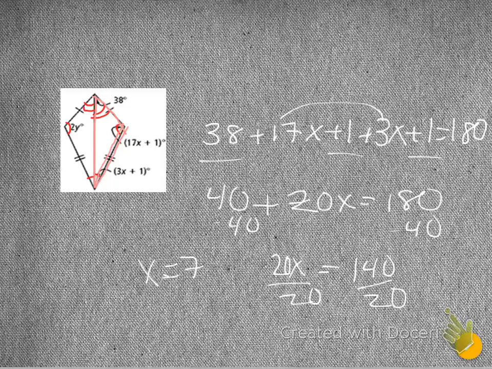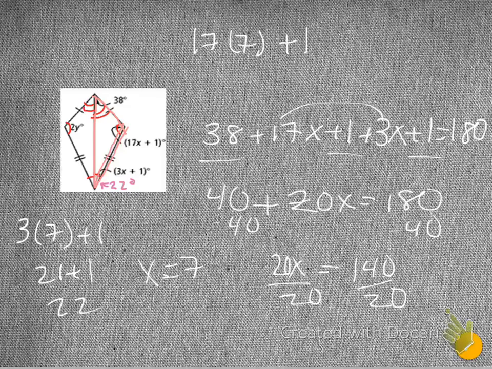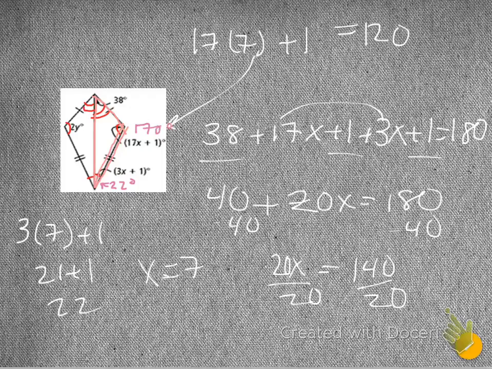So now let's plug it in to find those. So I'm going to plug x in for 3x plus 1. So 7 times 3 plus 1, so 21 plus 1, so 22. So that means this is 22 degrees right here. And then let's find the other one. 17 times 7 plus 1, which is 120. So that one is 120 right here. And we said my non-vertex angles should be congruent. So now, to solve for y, I'm going to get 2y equals 120.